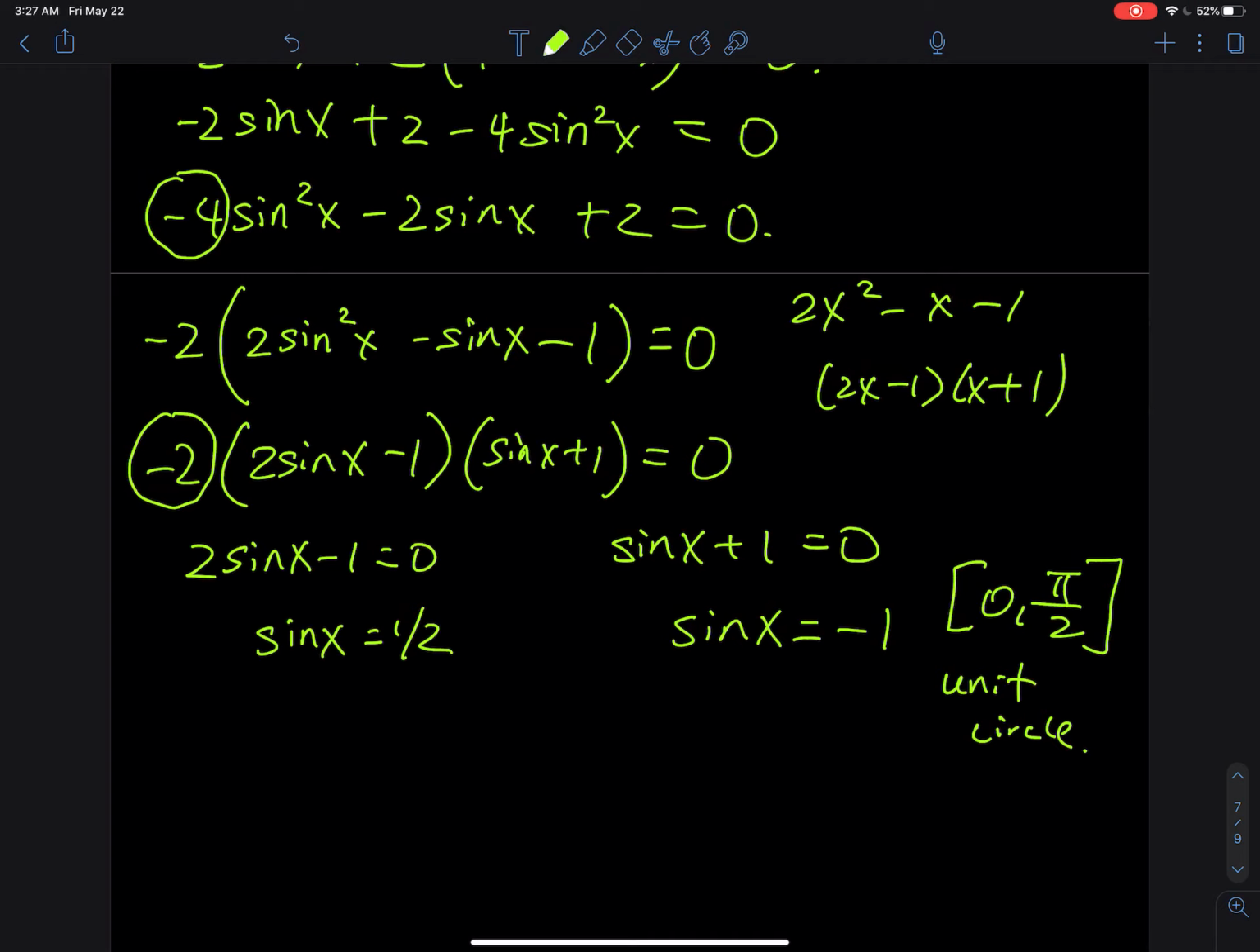How do you find that the y value is equal to 1/2? The answer is you have x equals pi over 6. That is one of the critical numbers. From 0 to pi over 2, unit circle in the first quadrant.